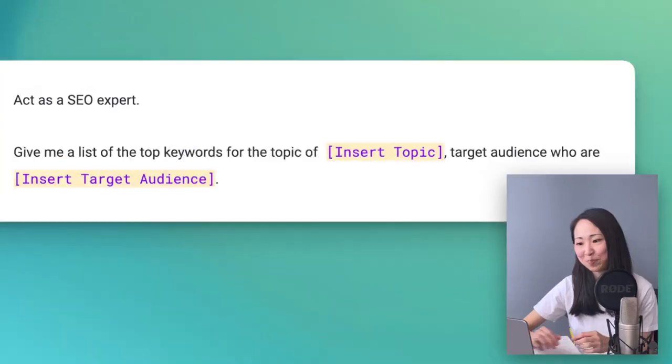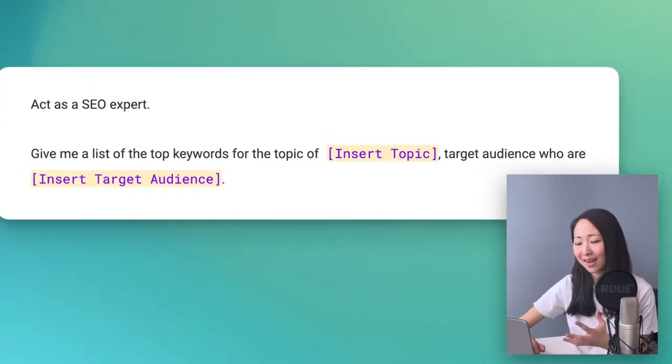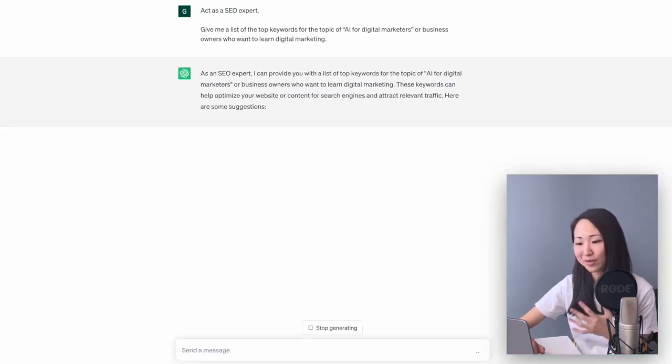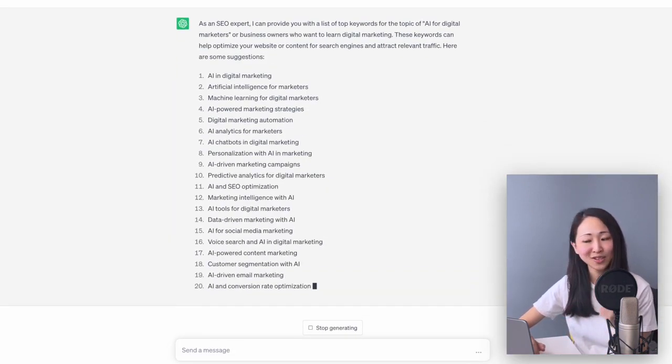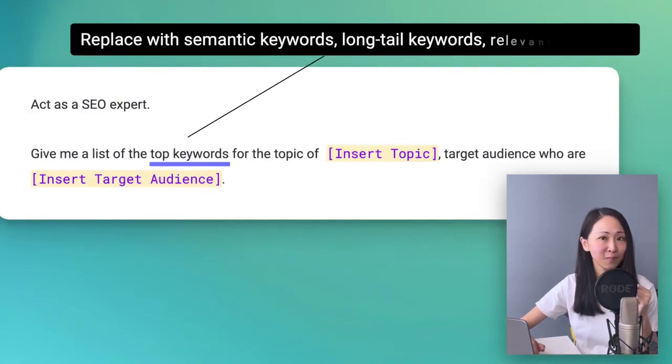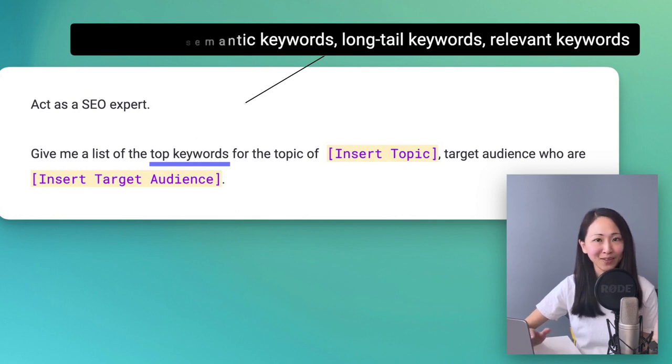Let's try this prompt. Just include the key topic and a target audience. With a simple command, you can instantly get a handy list of keywords to start with. Now, you can adjust it slightly to also get a list of thematic keywords, long-tail keywords, or relevant keywords just to further expand your keyword list.